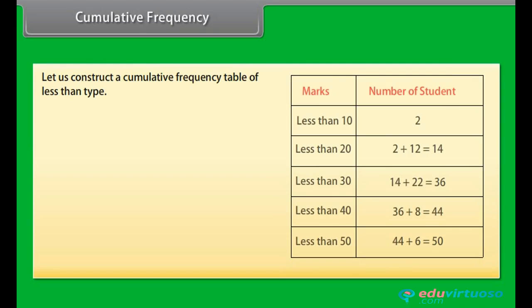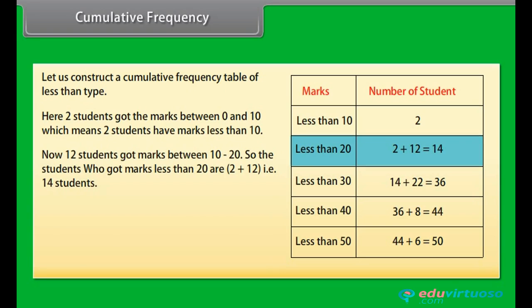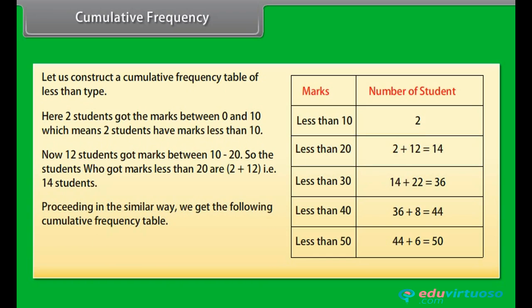Let us construct a cumulative frequency table of less than type for the above data. Here 2 students got the marks between 0 and 10, which means 2 students have marks less than 10. Now 12 students got marks between 10 to 20. So the students who got marks less than 20 are 2 plus 12, that is 14 students. Proceeding in a similar way, we get the following cumulative frequency table.